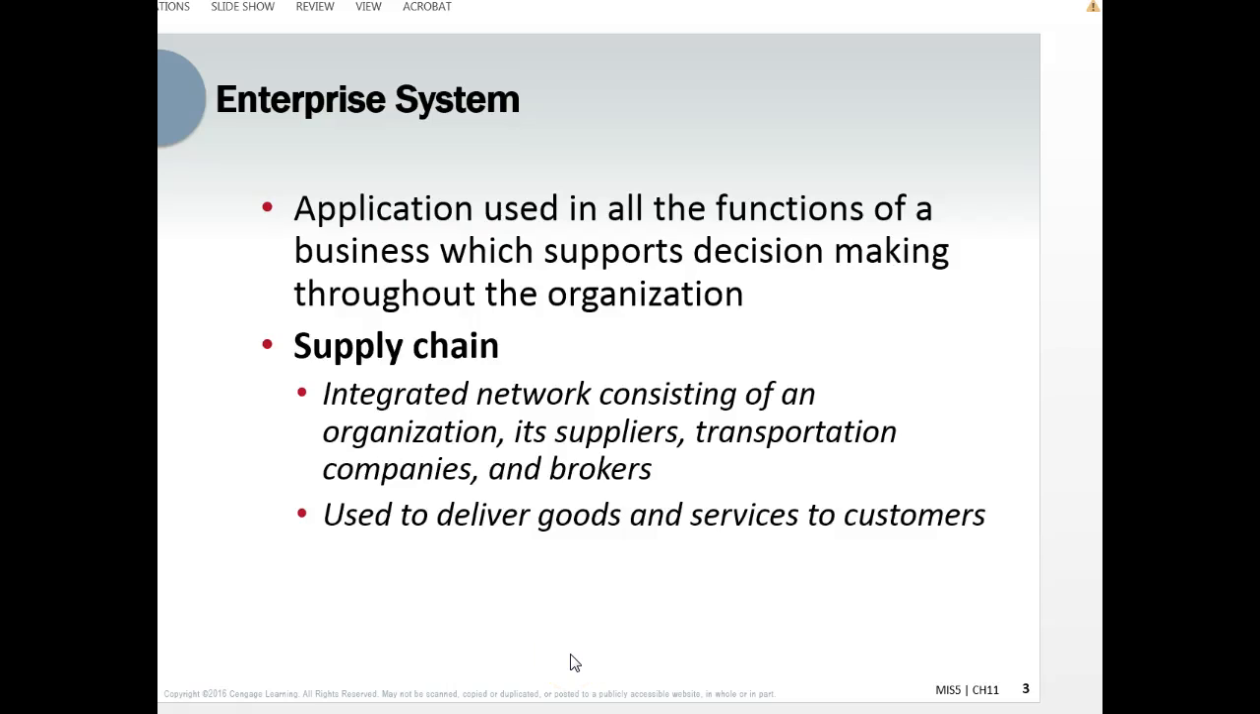So let's look at the word enterprise systems. Enterprise systems are applications that are being used in all the functions of a business, and they've been used for supporting decision making throughout the whole company. For example, an ERP system can be used to coordinate operations, resources, and decision making amongst, for example, manufacturing, sales and marketing, production, and human resources.